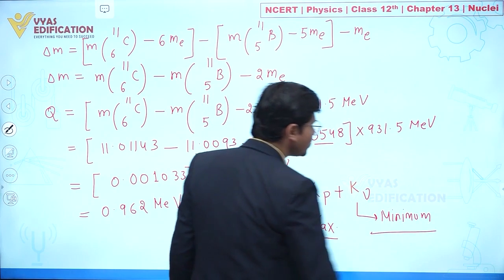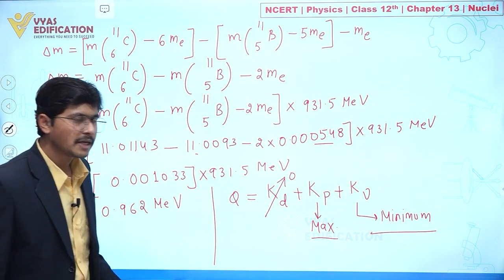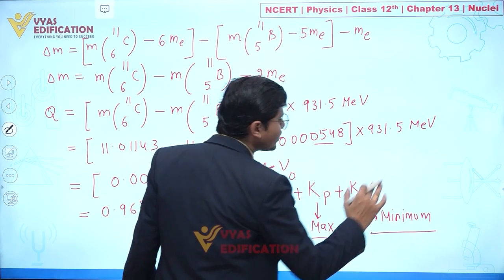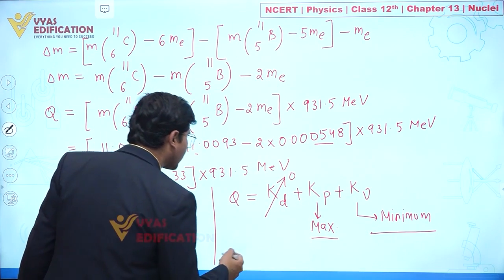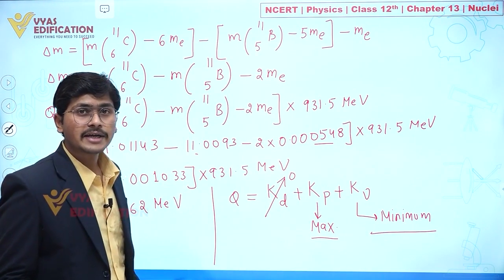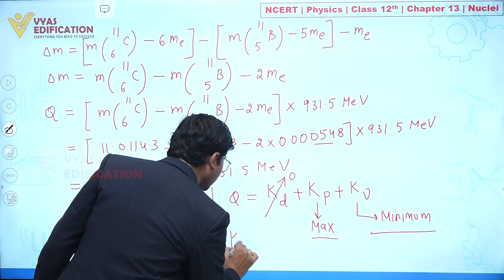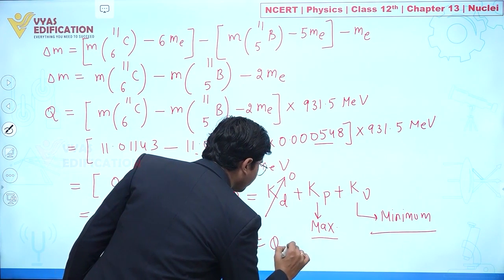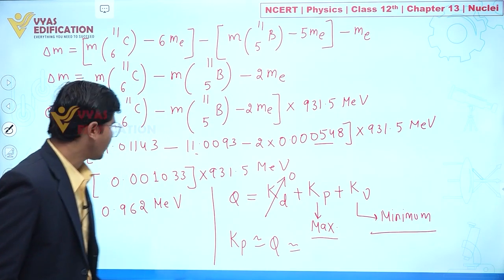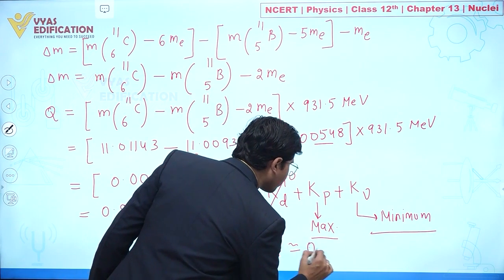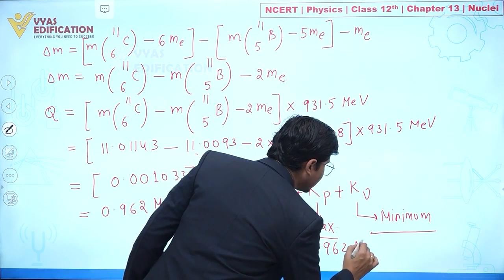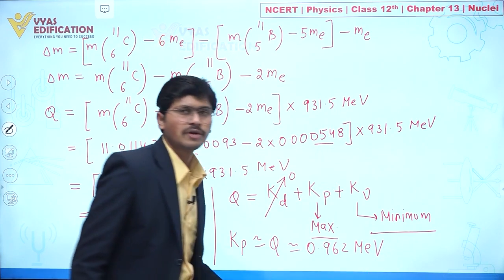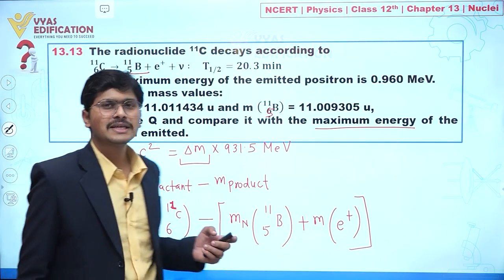It means the kinetic energy of this neutrino will be minimum, and let's suppose this is near about 0. At that time you are getting the maximum value of kinetic energy of the positron. Clear? Kp will be near about Q. So this value you are getting is equal to 0.962 million electron volt. Clear to everyone? So like this you can solve this problem.